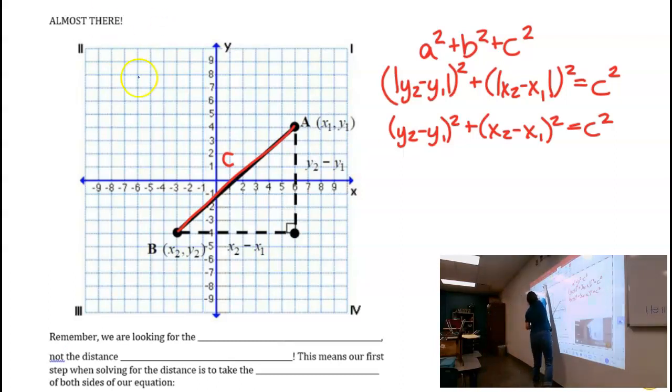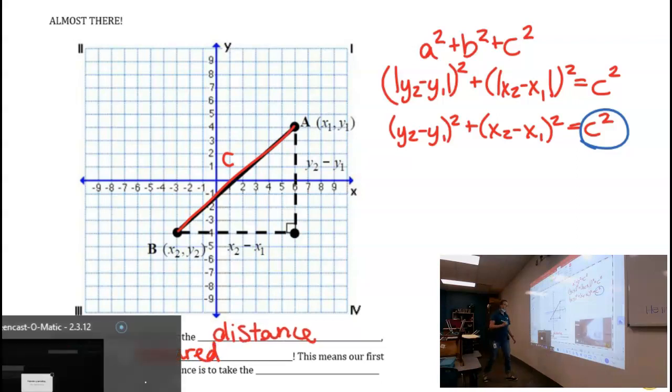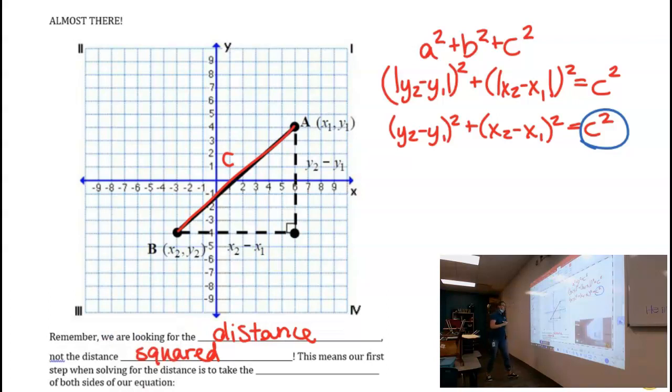Remember that we're looking for the distance, not the distance squared. So this right here is not exactly what we're looking for. We want the distance, not the distance squared. This means that our first step when solving for the distance is to take the blank of both sides of our equation. Well, if you don't want c squared, how do you undo a squared? The opposite of squaring is taking the square root. So you've got to take the square root of both sides.